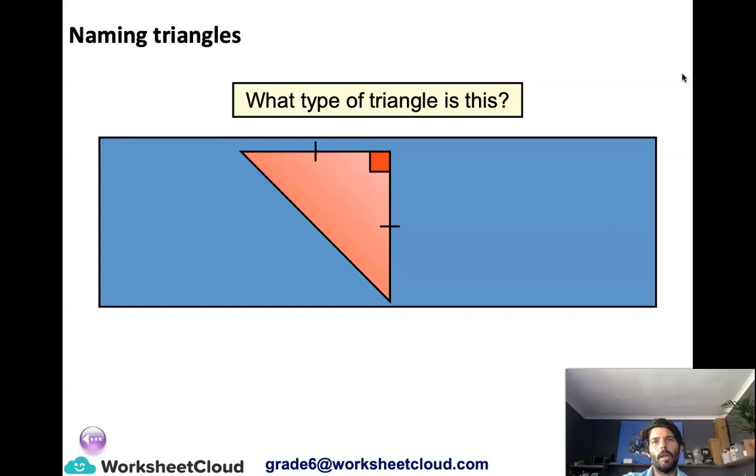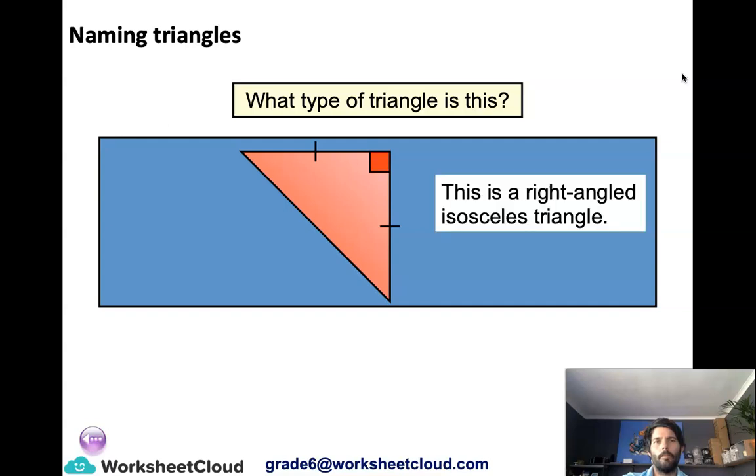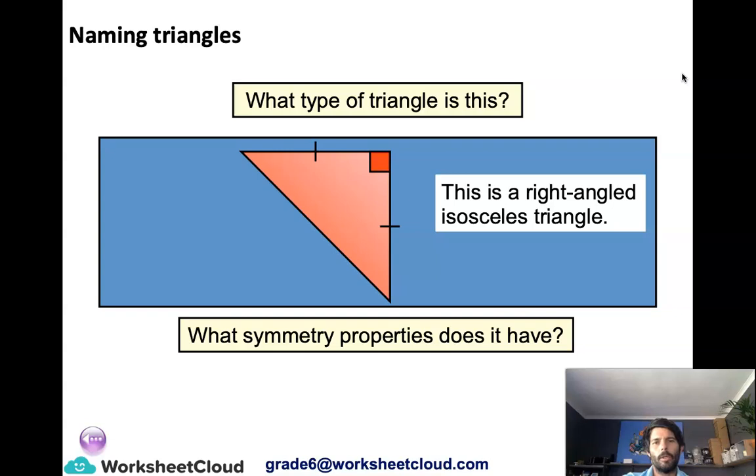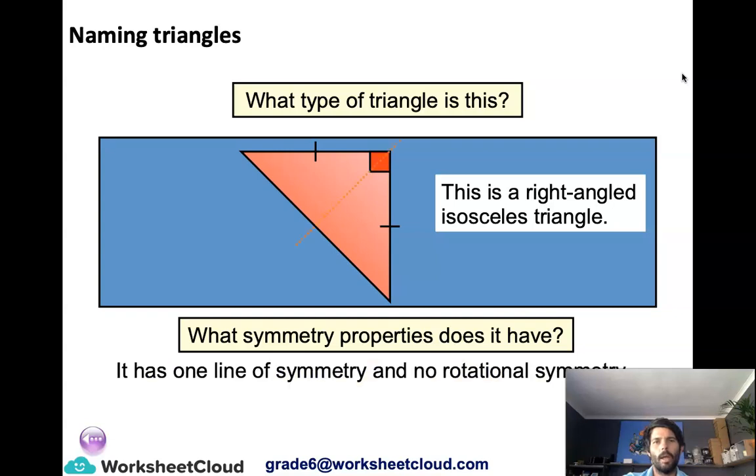So what type of triangle would this be? You're quite correct. It's going to be an isosceles right-angled triangle, or right-angled isosceles triangle. And what symmetry properties does it have? It has one line of symmetry. So if I fold that triangle along that dotted line, then both halves will line up on top of each other.